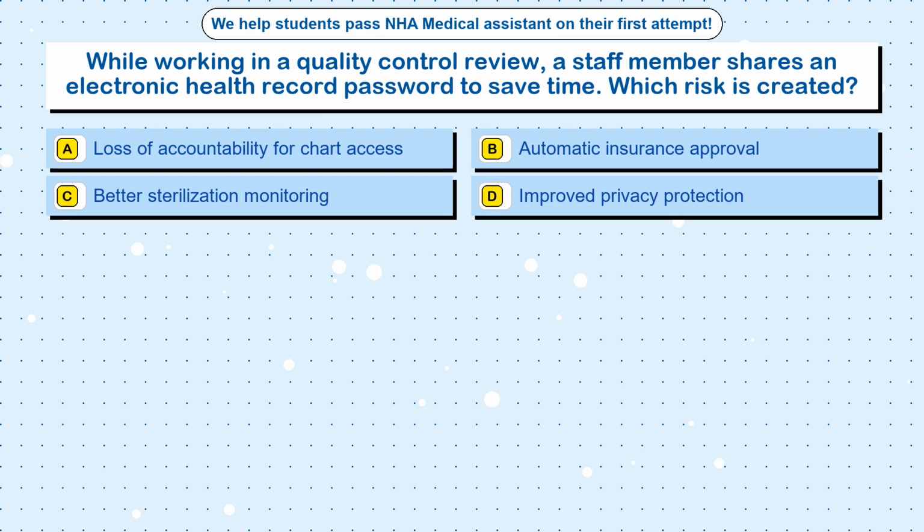Question 92. While working in a quality control review, a staff member shares an electronic health record password to save time. Which risk is created? Option A, loss of accountability for chart access. Option B, automatic insurance approval. Option C, better sterilization monitoring. Option D, improved privacy protection.